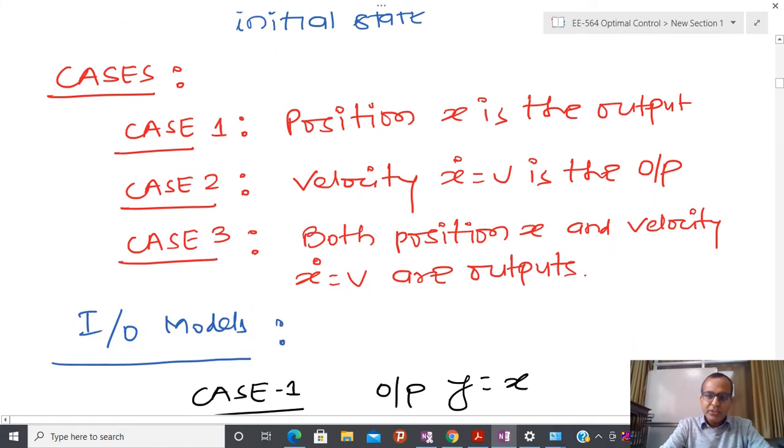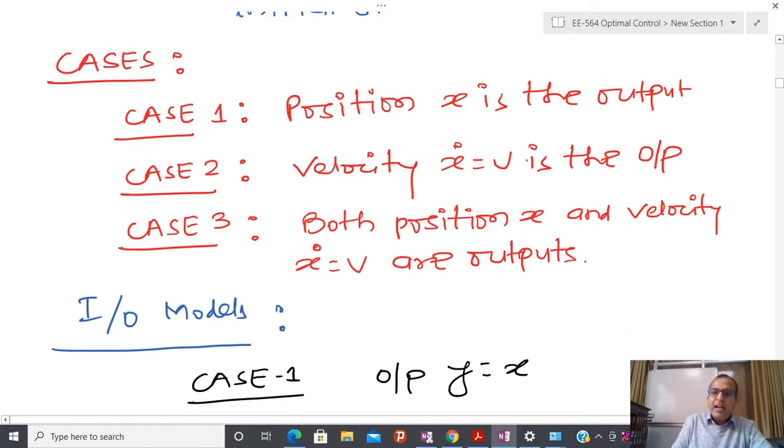So whatever system I have taken, I have taken one mass and that is moving from one point to another point. So in case 1, I am going to define the output. Basically output is always decided by the user. So the user can choose any output. So I have first selected the position variable as the output. In case 2, I have selected the velocity variable as the output, and after that in case 3, I am going to concern both position and velocity.